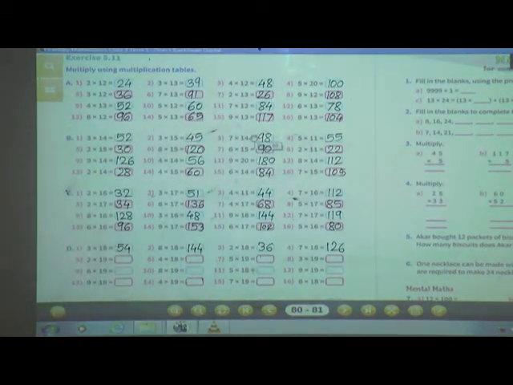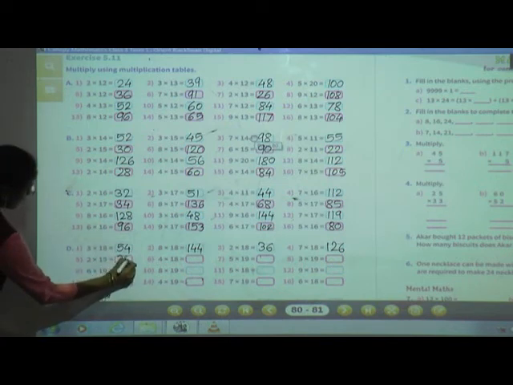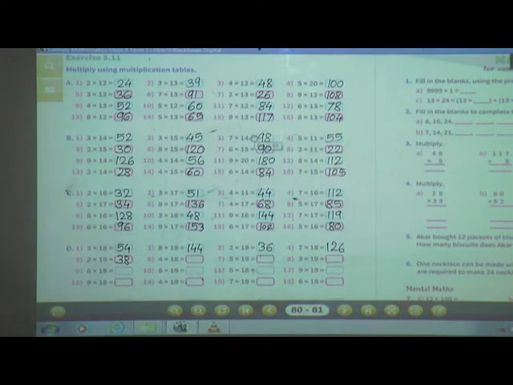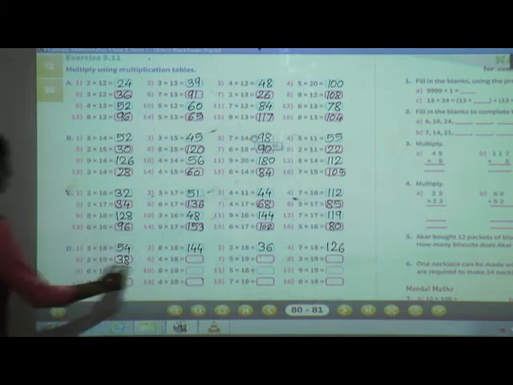Next, 2 into 19, 19 twos are 38. Next, 4 into 18, say the table of 18 now. 18 fours are, yes, 18 fours are 72, correct.